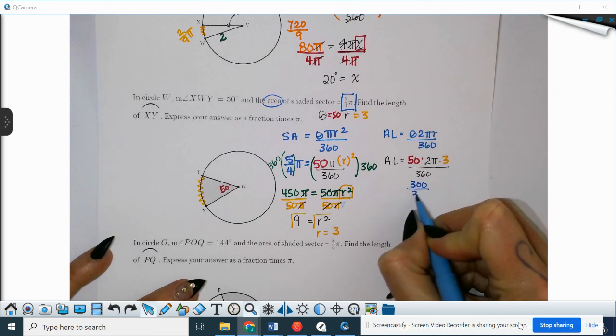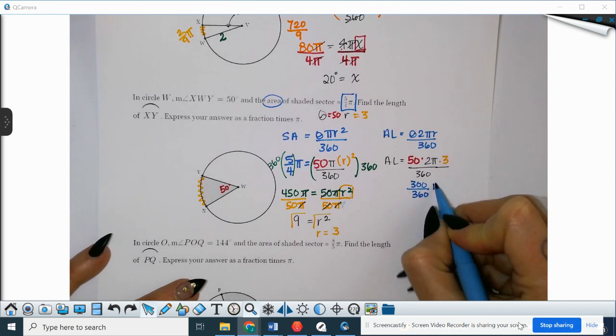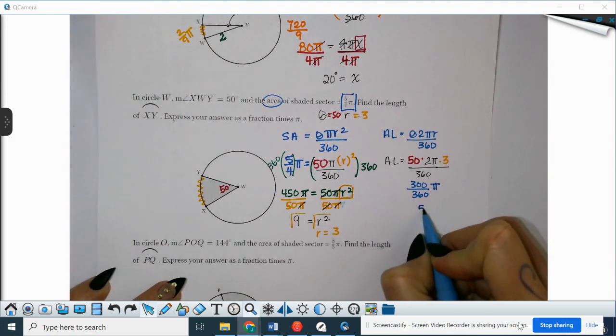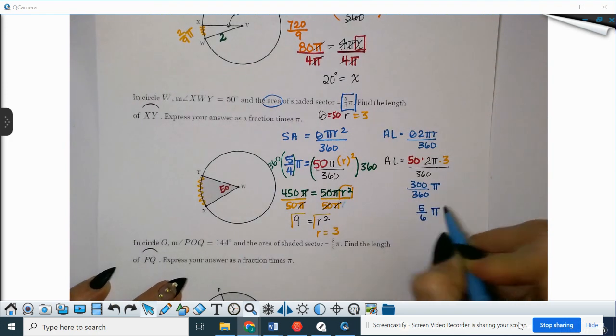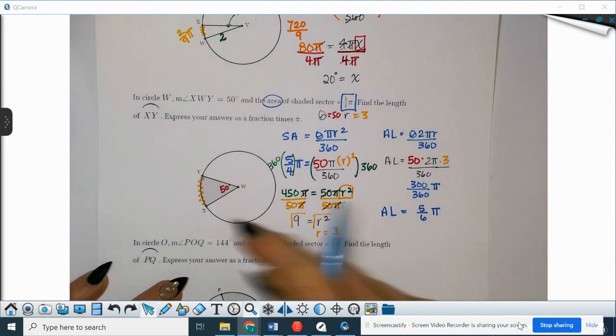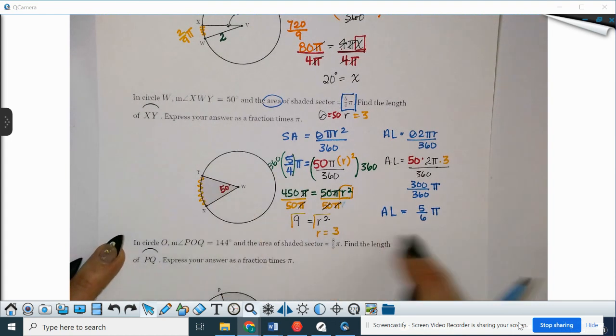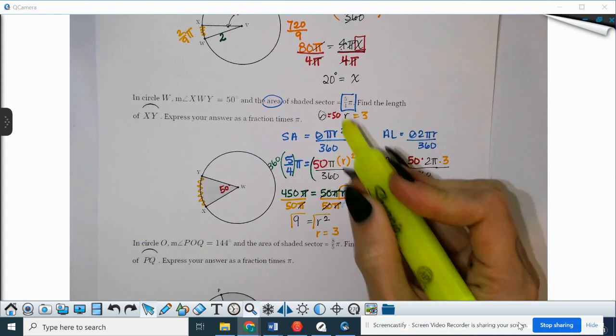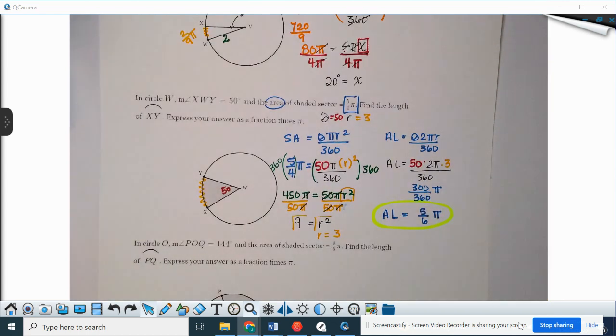over 360 pi. 300 over 360, you have to reduce that fraction. Again, we're not using the pi button because they want it in fraction form with the pi. And so our answer is going to be 5 over 6 pi. So the arc length, or in this case, xy, is going to be 5 over 6 pi. And that's the answer to the question it asked. There is a lot of work to get here. You had to use both formulas.